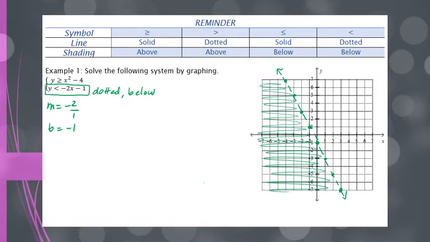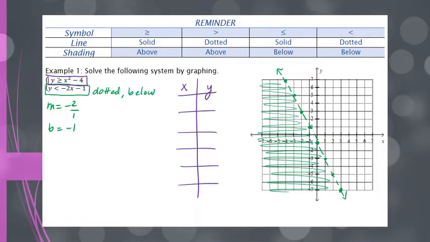And now we have to talk about the parabola. Now the parabola is going to be a little bit more work. We're going to have to do our table of values. And in order to find the middle of our table, we're going to have to use that little mini formula. So I'm going to do -b/2a.